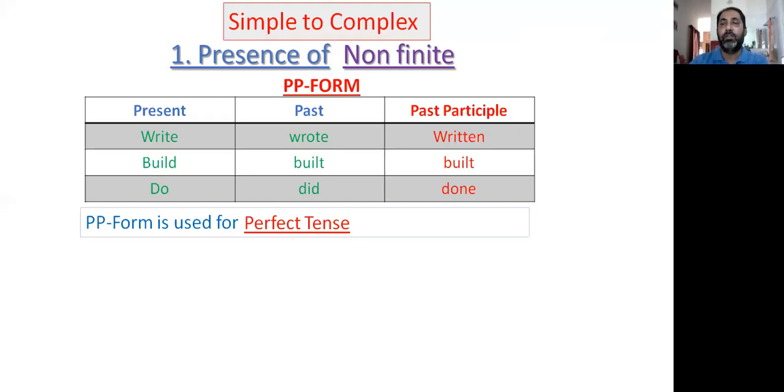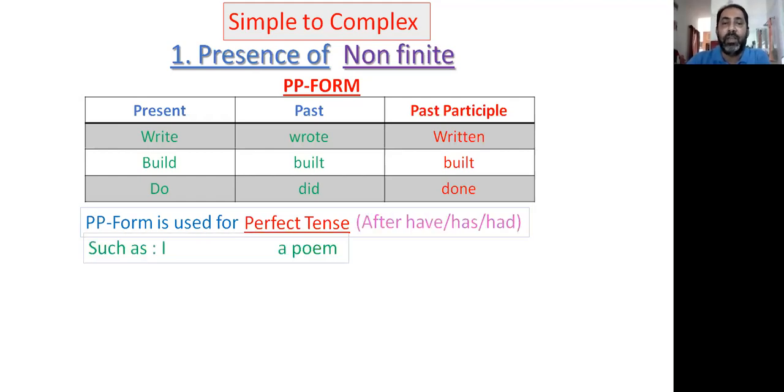Actually, there are normally two ways to use a past participle form. The past participle form is used in a perfect tense, right? How? After have, has, had. Here is an example for you. I have written a poem. Here, written is the past participle form and it has been used after have. Have is an auxiliary verb.